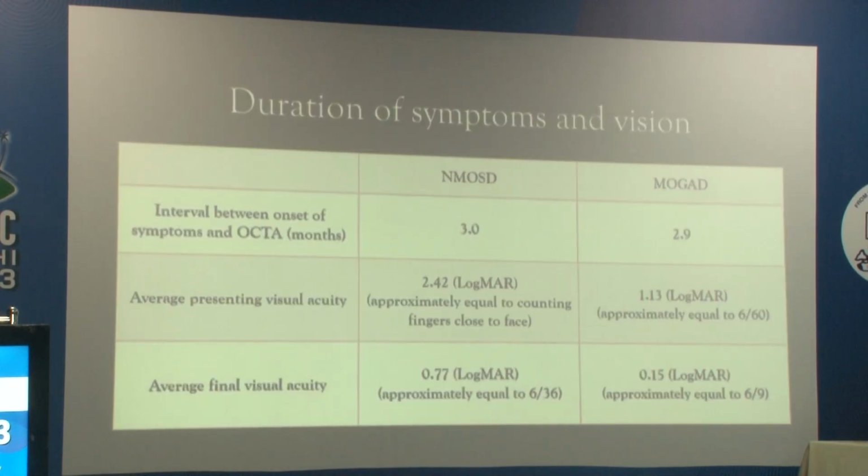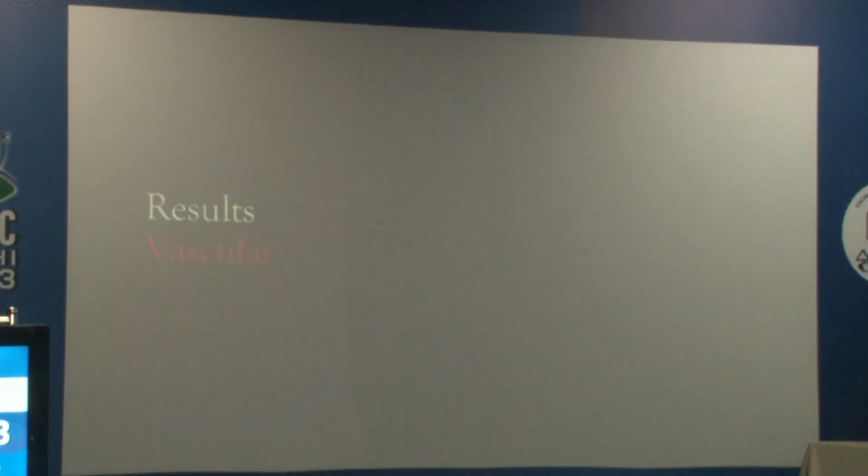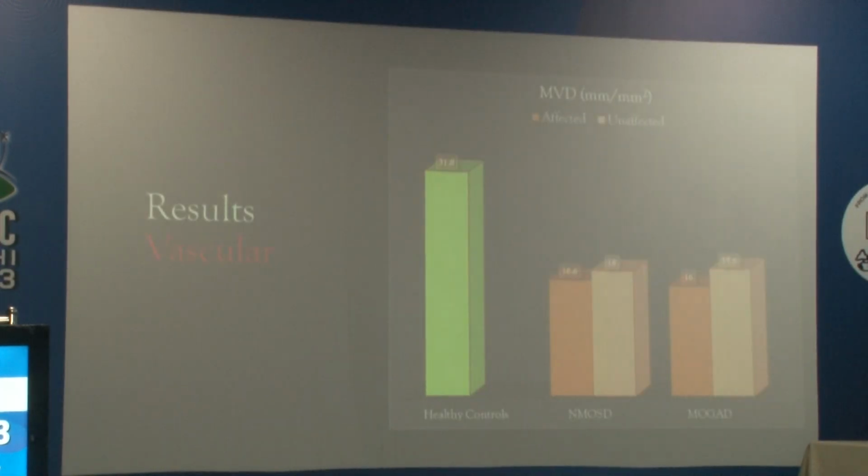There was an average interval of around 3 months between the onset of symptoms and the OCTA imaging in our study, and NMOSD had a poorer presenting visual acuity and a poorer visual recovery as well. When we look at the macular vascular density, this graph clearly shows us that NMOSD and MOGAD patients had reduction in macular vascular density in the unaffected eye as well.